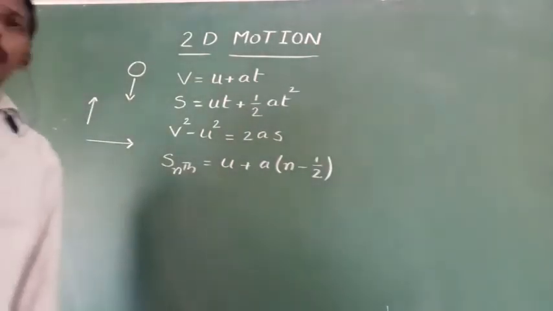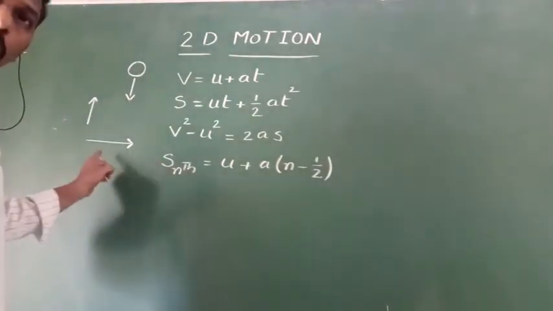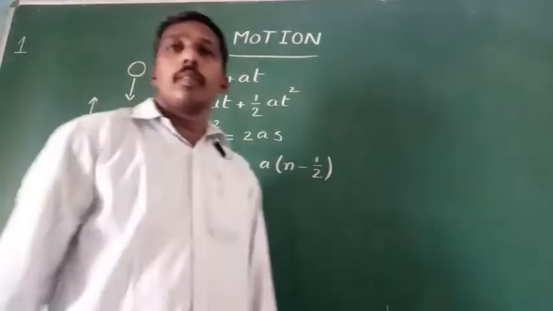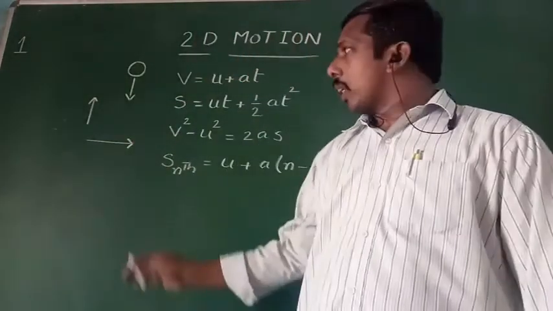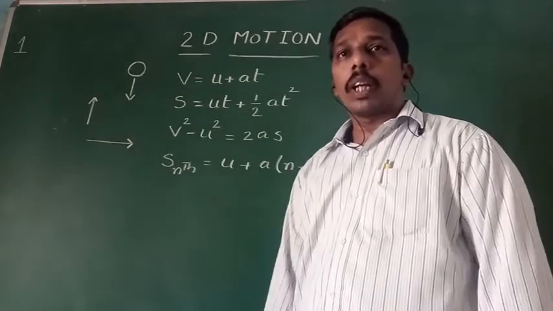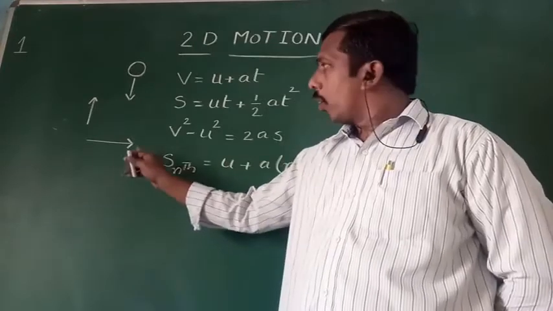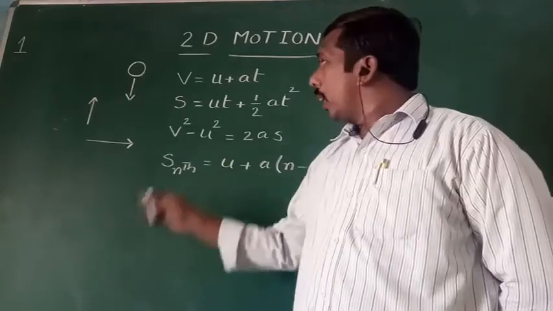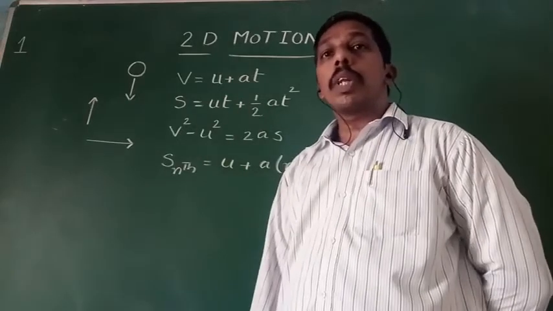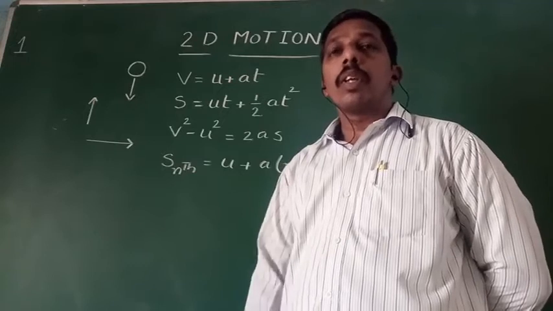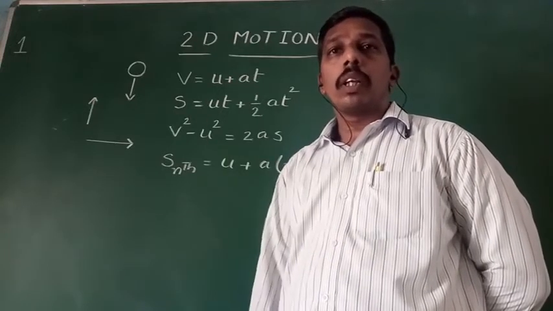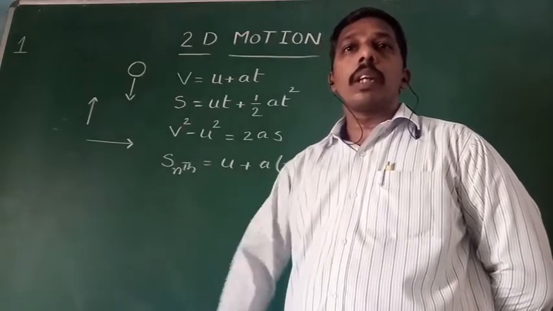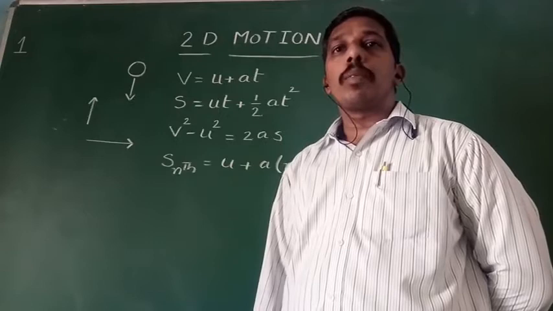In one-dimensional motion, these equations are applied in the horizontal direction and the vertical direction also. How do we use these equations in the horizontal and vertical directions? In the horizontal direction, we use the equations as this. Whereas in the vertical direction, instead of a, we use plus or minus g. Suppose the body is going vertically upward, we use a equal to minus g. If the body is coming downward, we use a equal to plus g.